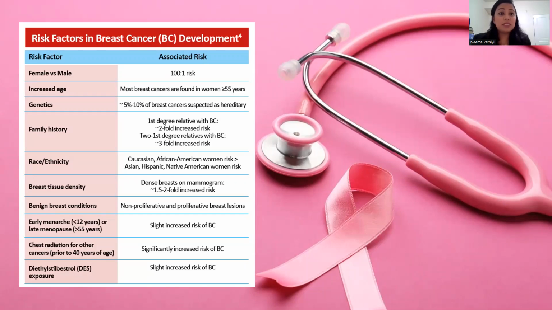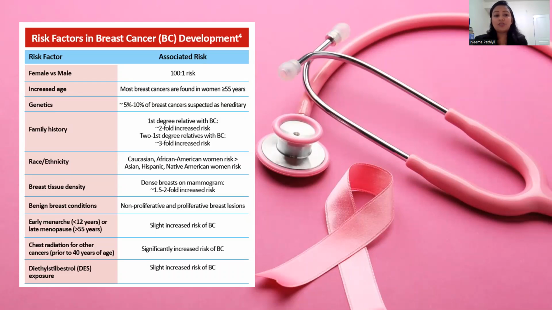What are the most common risk factors in breast cancer? If you're female versus male, females have a higher risk of developing breast cancer, most commonly seen at about 55 years old. If you have a family history of breast cancer, then you are at risk, about a 2 to 3-fold increased risk of developing breast cancer later. The race: Caucasian and African American women are at much higher risk than Asian and Hispanic women.